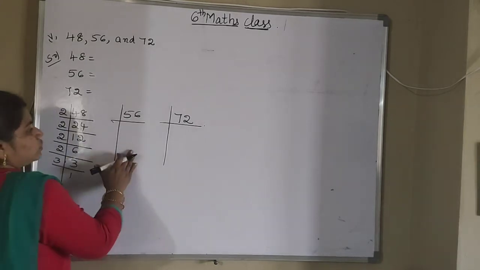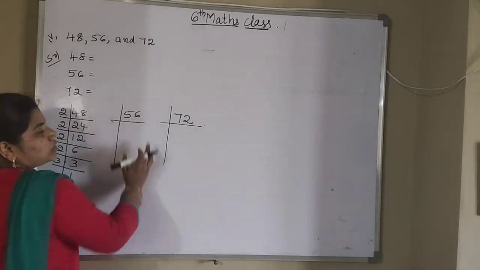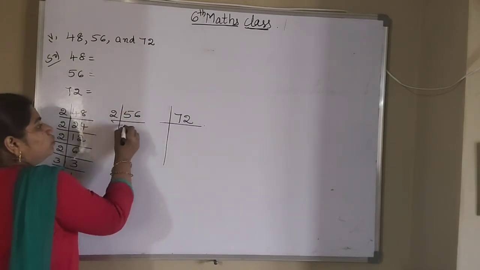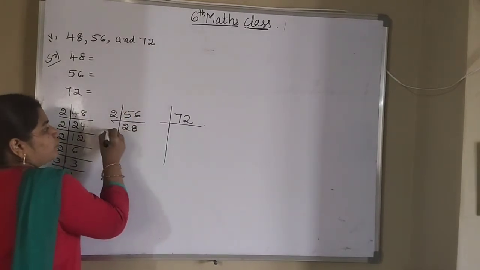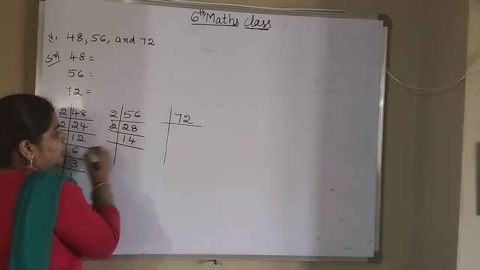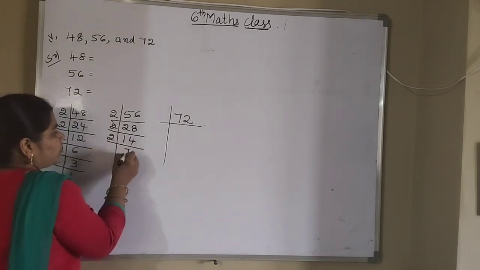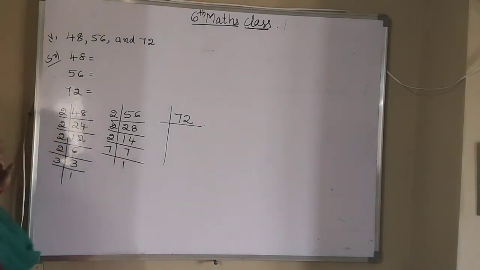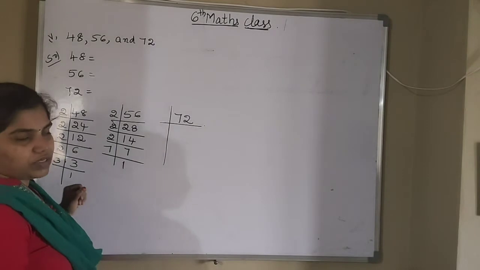Now coming to the next one, that is 56. 6 is also an even number, so it will go in the 2 table again. 2 28s are 56. 2 14s are 28. 2 7s are 14. 7 is a prime number, so 7 1s are 7. So we got the prime factors of 56 also.